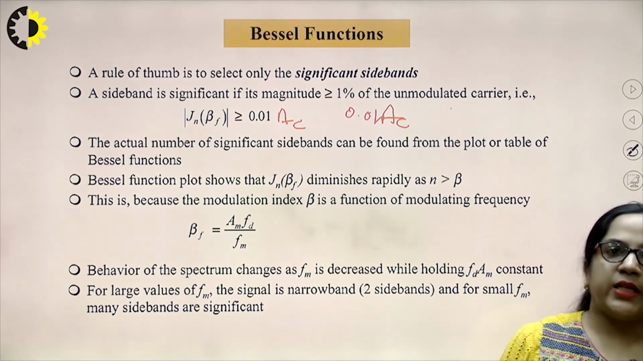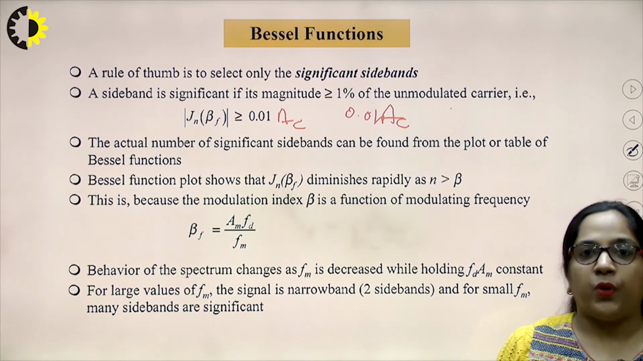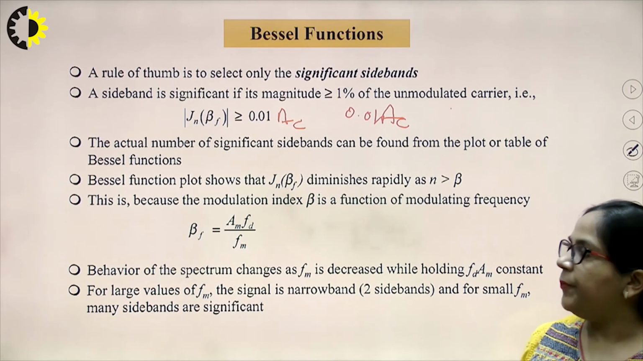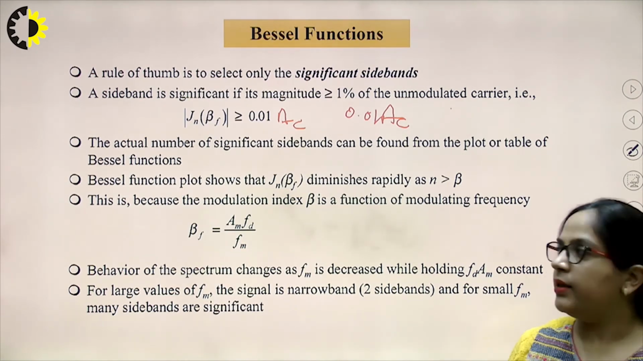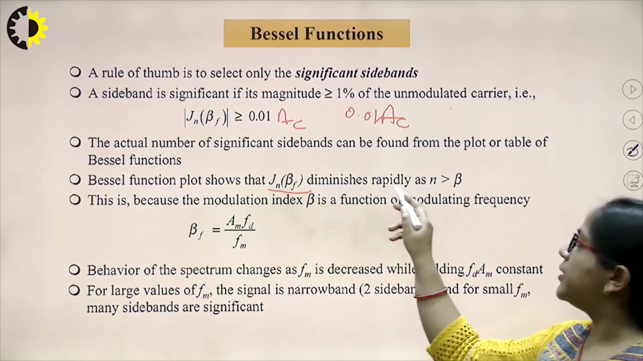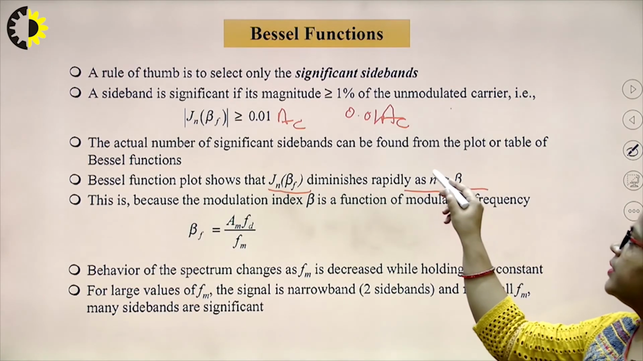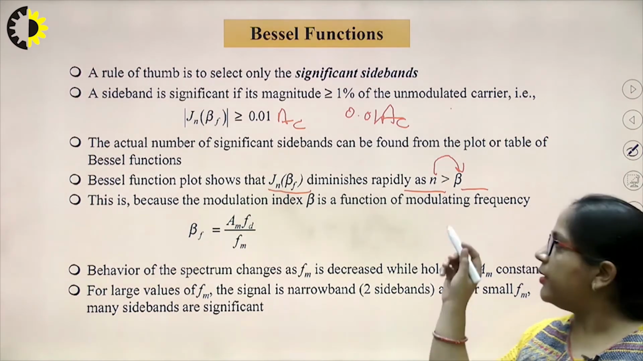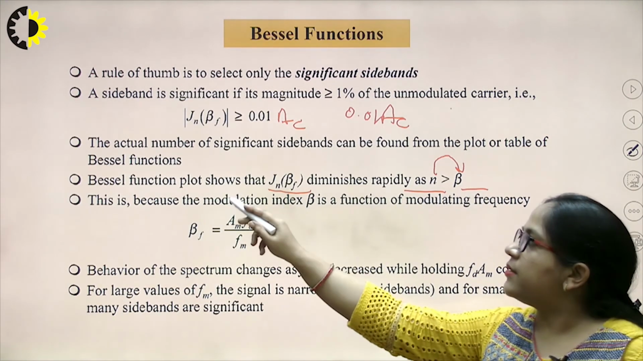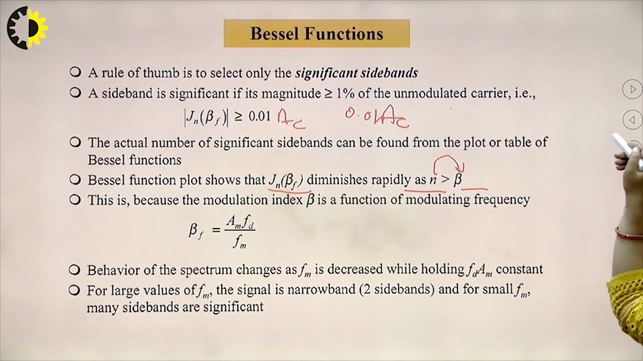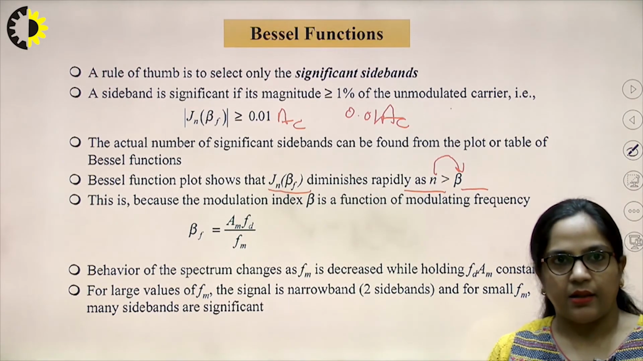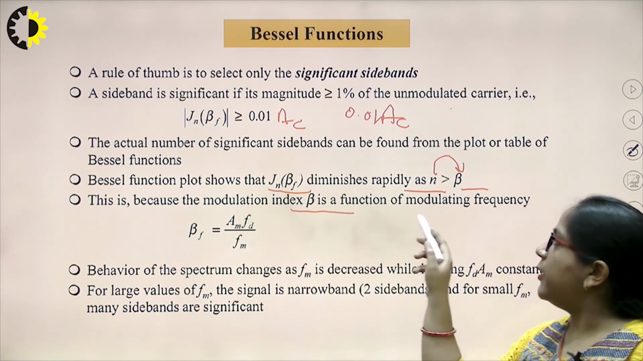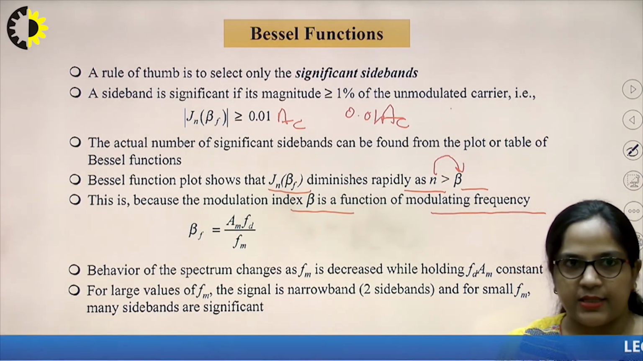The actual number of significant sidebands can be found from the plot or the table of Bessel function that we have seen in the previous slide. The Bessel function plot shows that J n beta diminishes rapidly as n becomes greater than beta. If the value of n becomes greater than the value of modulation index, then the relative amplitude goes towards 0.